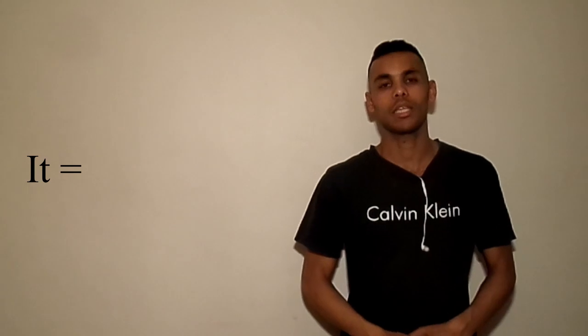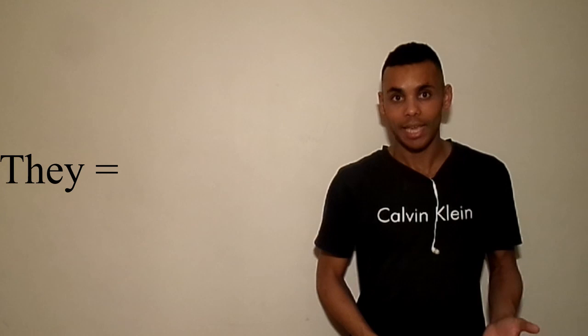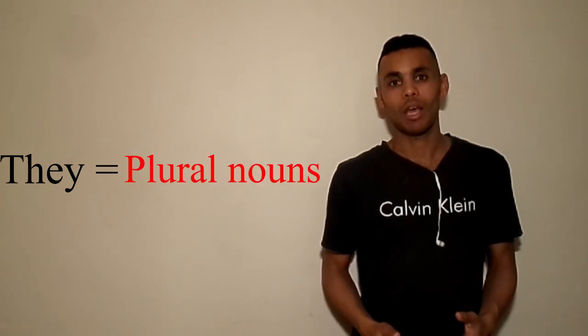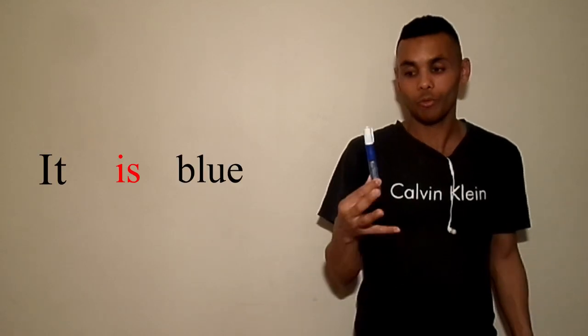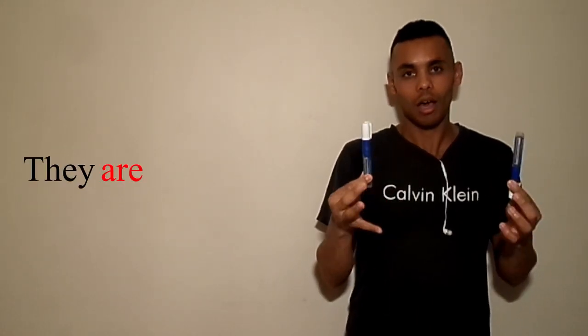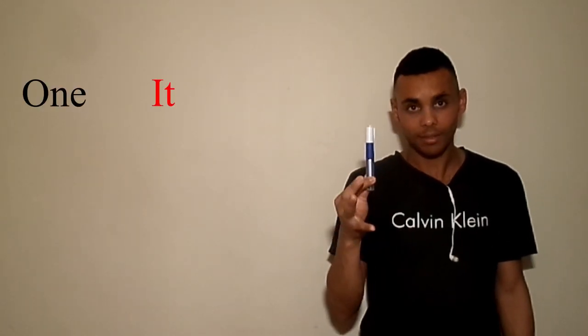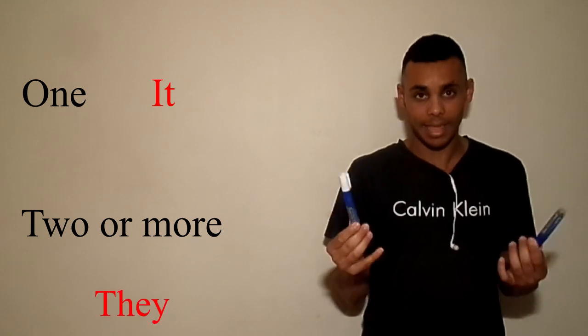The other meaning we use for they, I told you that it is used for a singular noun or singular thing. We can also use they for plural nouns. So if a noun is plural, it's going to have an S on the end. So I told you before, it is blue for one marker. Now I have two. Now I can say they are blue markers. So one is it, two or more is they.